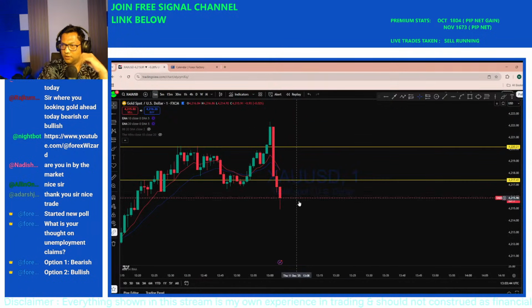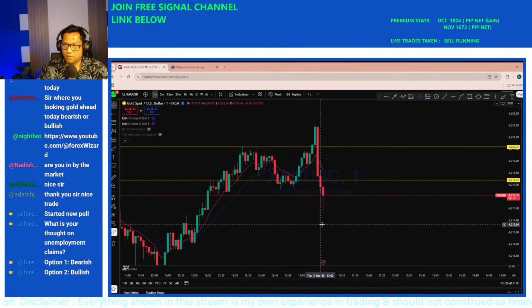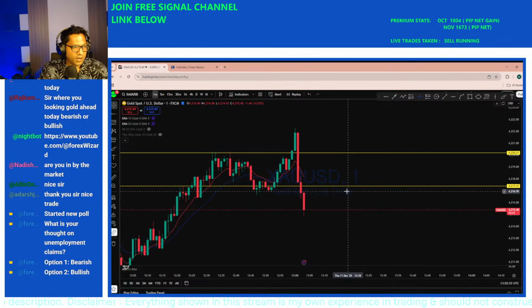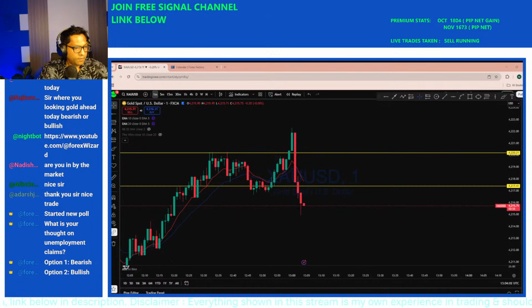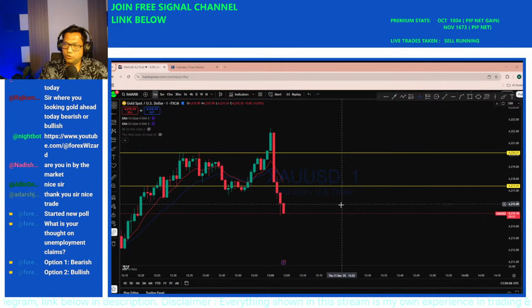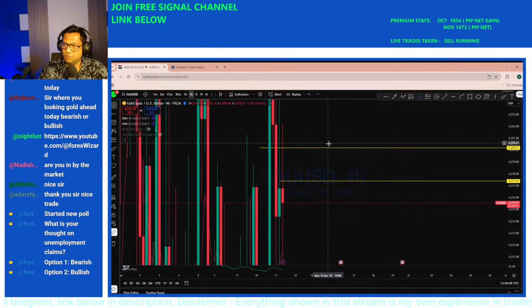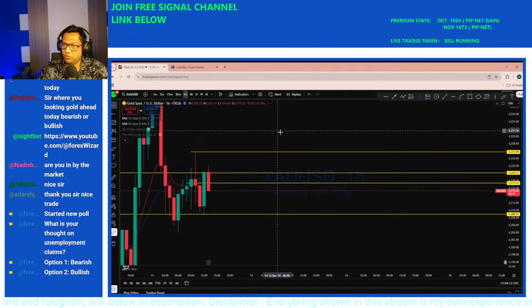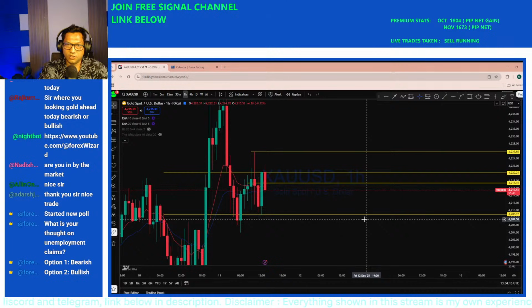So this is a break below here, and that break below can bring the market back to this support, or you could see a bounce off. Okay, now I would like to wait to see what kind of market structure it might be creating.